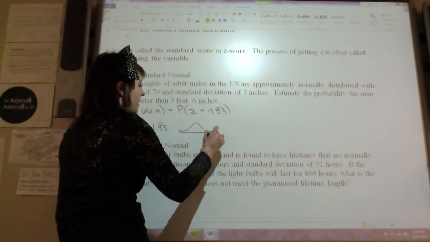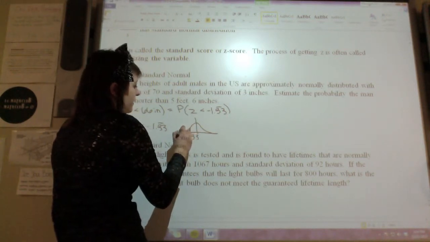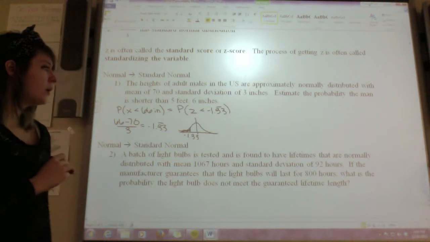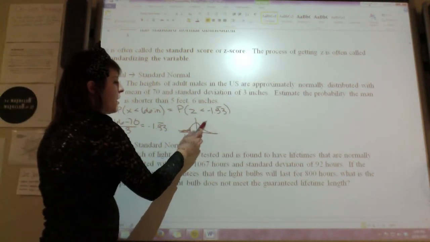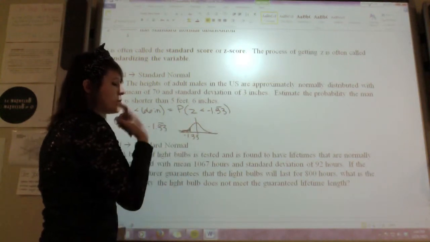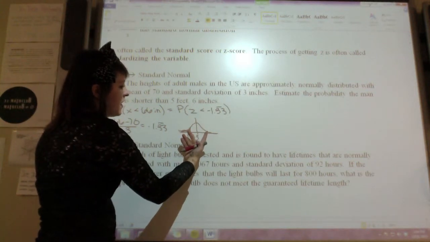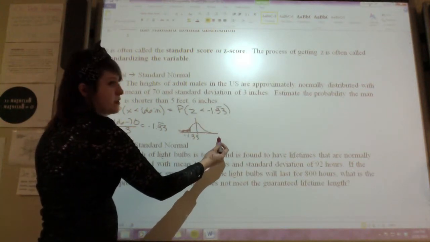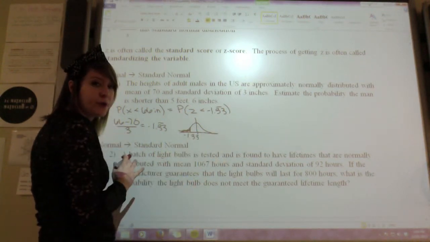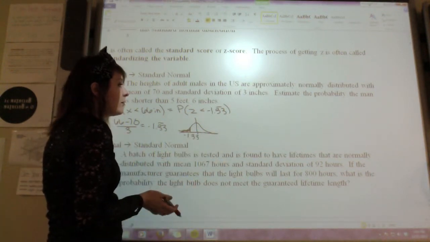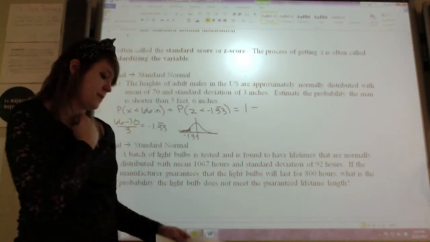I'm just going to start by drawing a little picture here. So at negative 1.33, I want everything less than that. Well, that's the equivalent of saying I want the complement of this area. So the way I think about this is if I were to mirror this to the other side, that would be 1.33, and the complement would be everything below 1.33. So I'm going to look for everything below 1.33, and I'm going to do the complement of that.